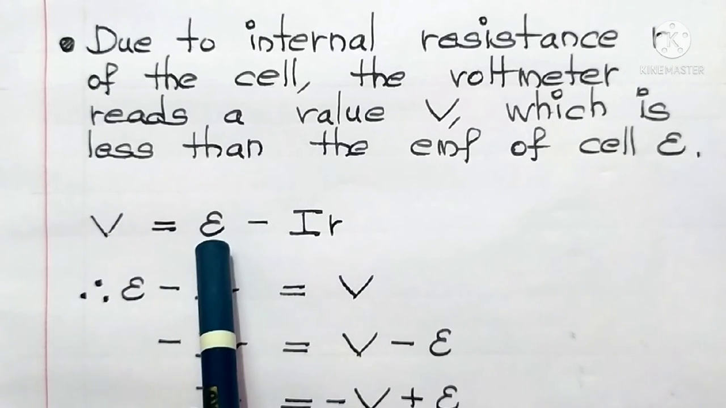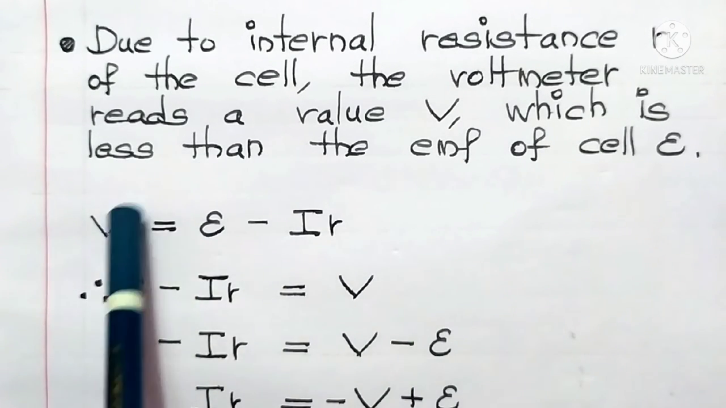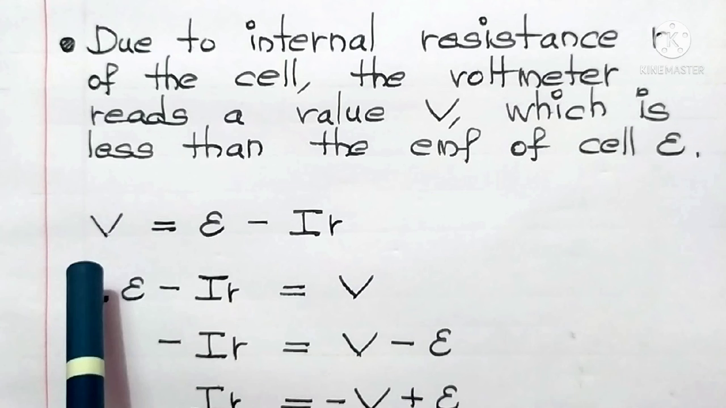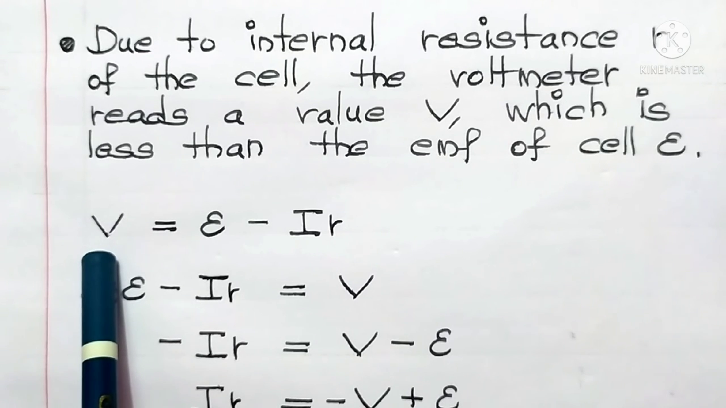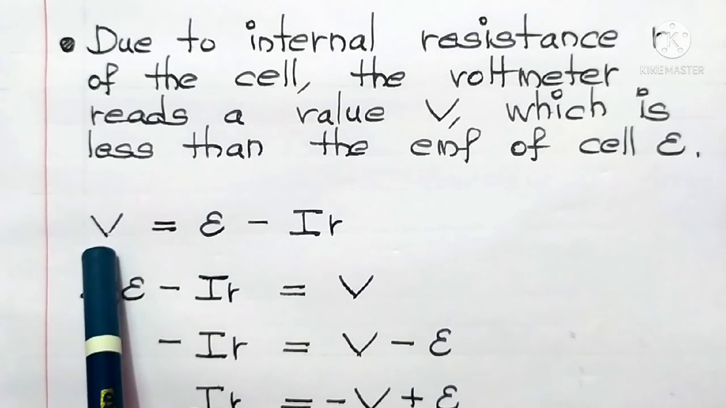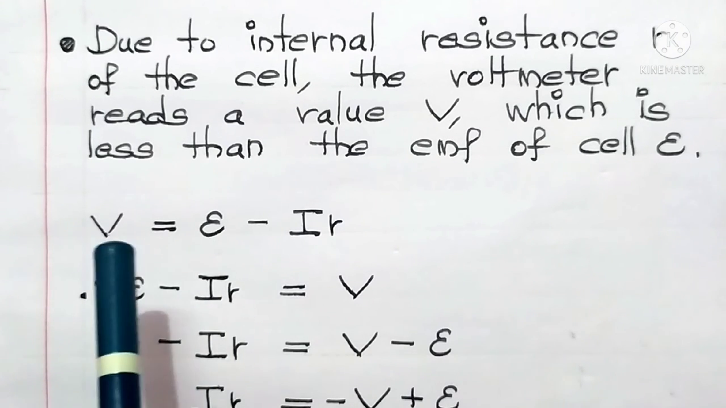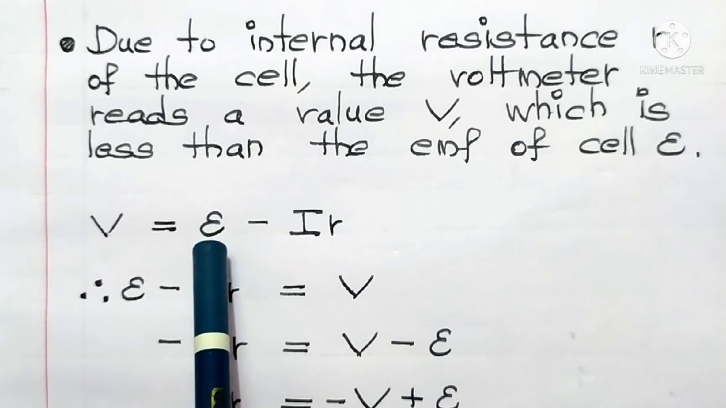V is equal to E minus Ir. So from this equation itself we can understand clearly this voltage is lesser than the EMF itself, because V is equal to E minus Ir. So definitely V is less than this E.